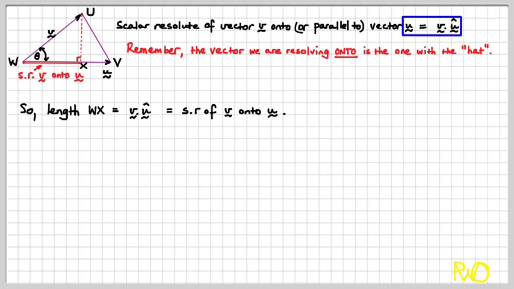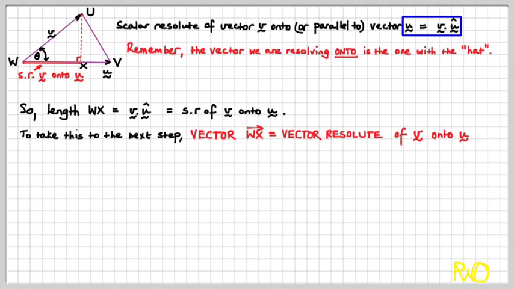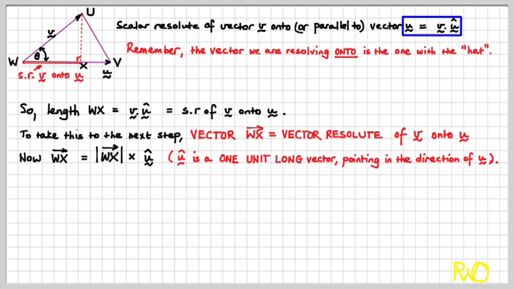Now, lock that in. Now we're going to take it another step, and we're going to get to the formula for the vector resolute. That would be vector Wx, all right? Okay? So, to take this to the next step, vector Wx is the vector resolute of v onto u. It is, right? It's a vector, right? How do you express that? Well, it's very, very simple.